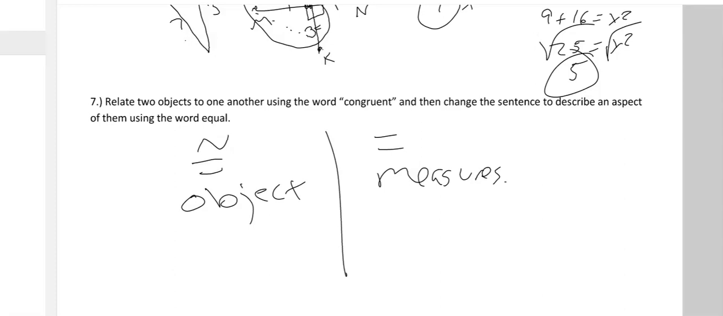Let's say I had a perfect identical twin. Then me and my twin would be congruent, and our weights would be equal. Our heights would be equal. Our arm span would be equal. Anything that you can measure is equal. The objects themselves are congruent.